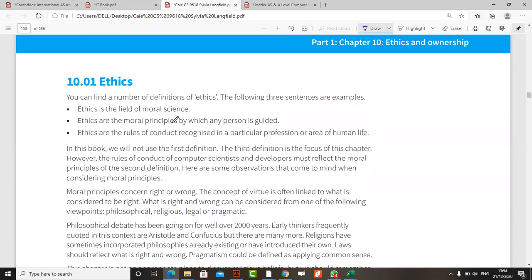Now, what are ethics basically? Obviously, ethics is a field of moral science. These are your moral principles that obviously every person has to follow. And why are we discussing this in computers?